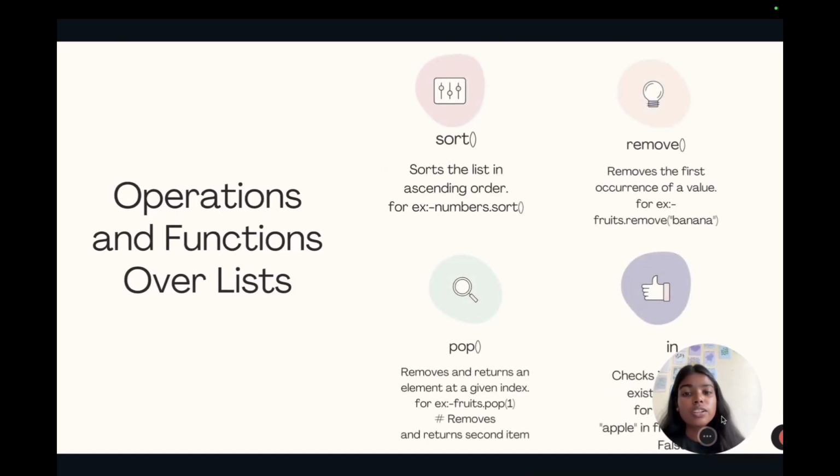Next is sort. Sorts the list in ascending order. For example, numbers.sort(), it will sort the list in ascending order. Remove. Remove the first occurrence of a value. For example, fruits.remove(banana). It will remove banana from the list. And next is pop, which removes and returns an element at a given index. For example, fruits.pop(1) removes and returns the second item.